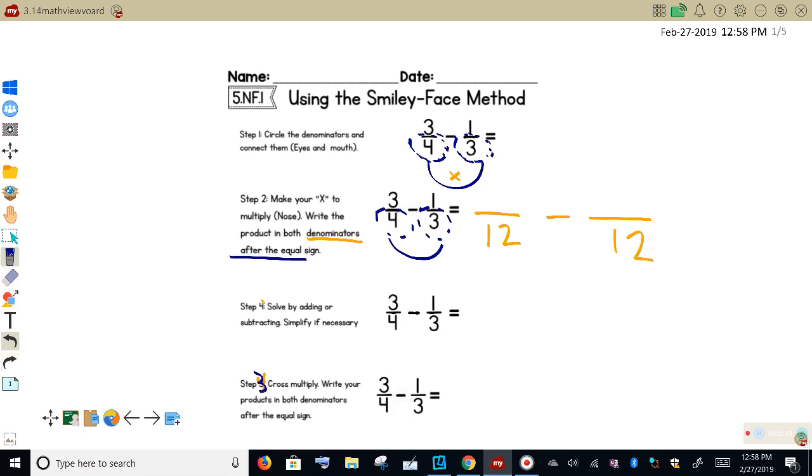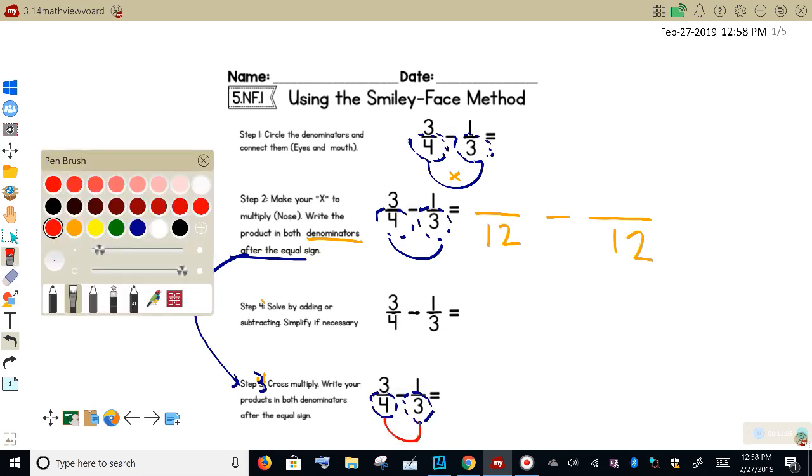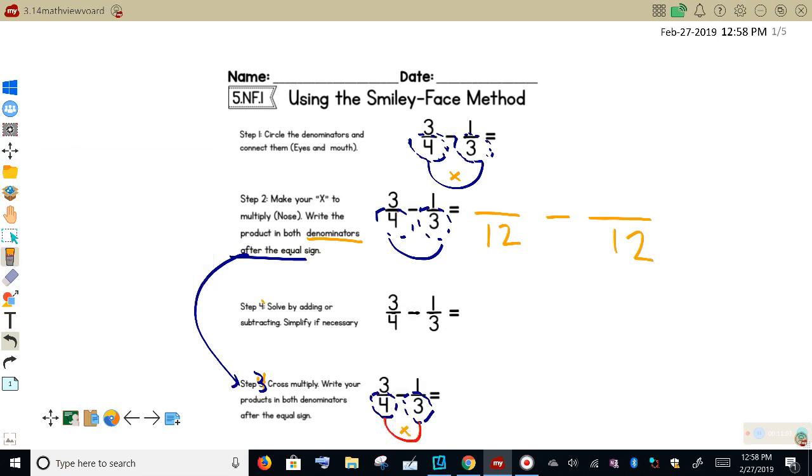Let's go from step 2 down to step 3. So let me draw my eyes again. Can you read step 3 for us, Curtis? Cross multiply. Write your product in both denominators after the equal sign. Do you guys know what we mean when we cross multiply?